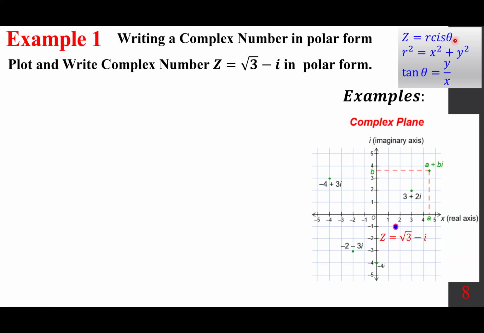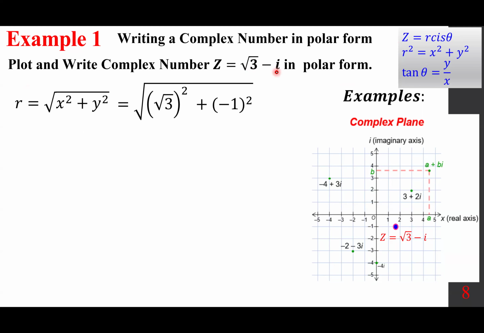We need to find r cis theta. So we need to find r. We know r squared is x squared plus y squared. So x is square root of 3 and y is negative 1. So square root of 3 squared plus negative 1 squared. They add up to 4. And therefore we get 2. So we got r.